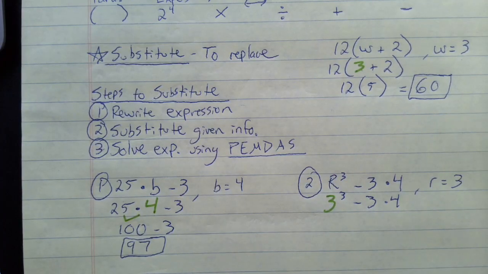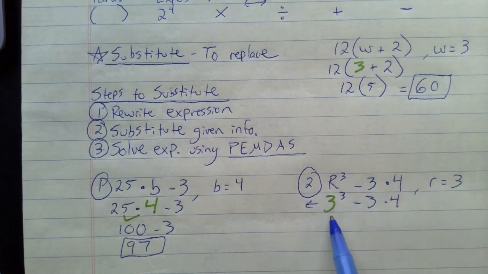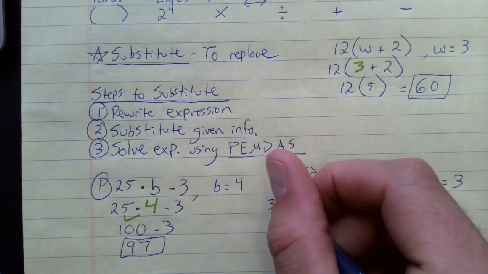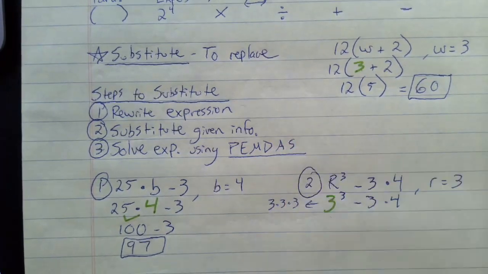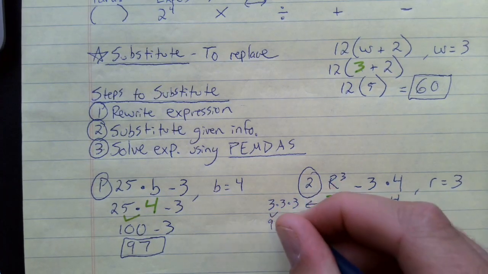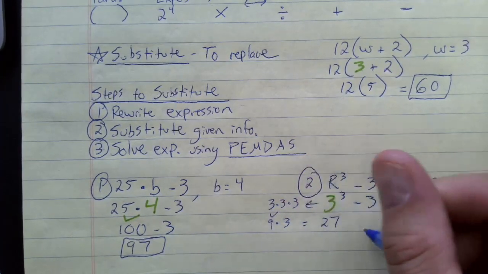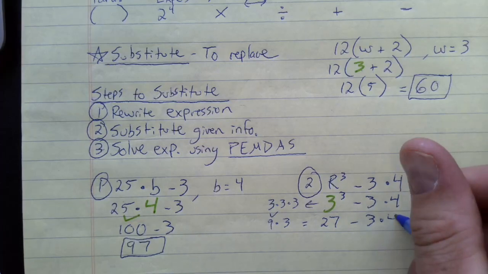Now using PEMDAS, there are no parentheses, but we do see exponents. And we know that 3 to the third power is the same as writing 3 times 3 times 3. And we know 3 times 3 is 9. And 9 times 3 using our math facts gives us 27 minus 3 times 4.